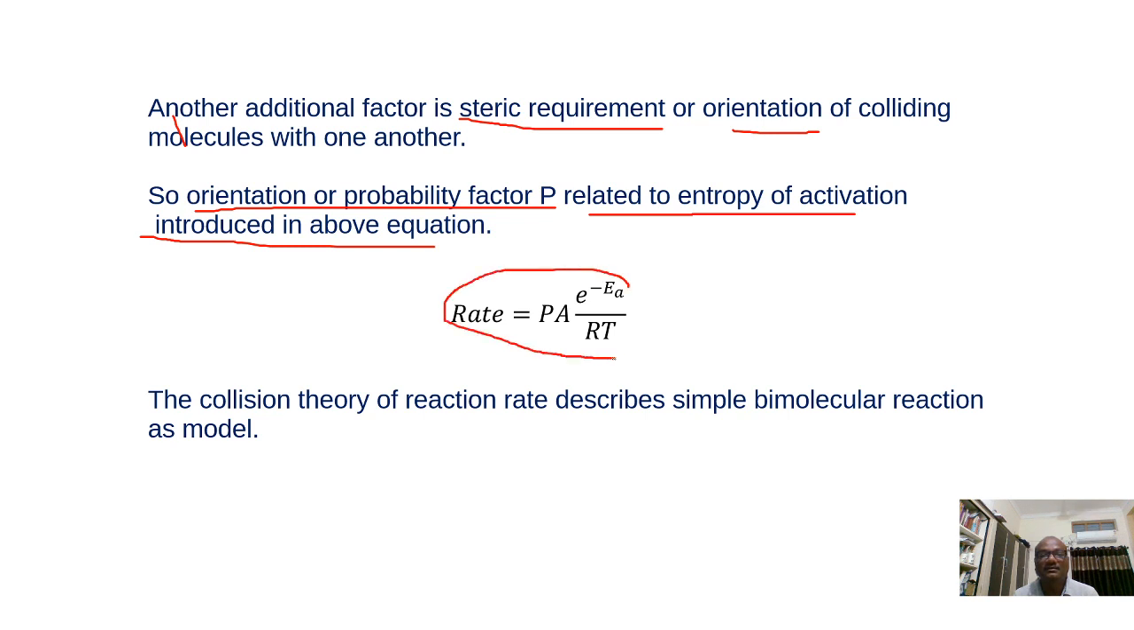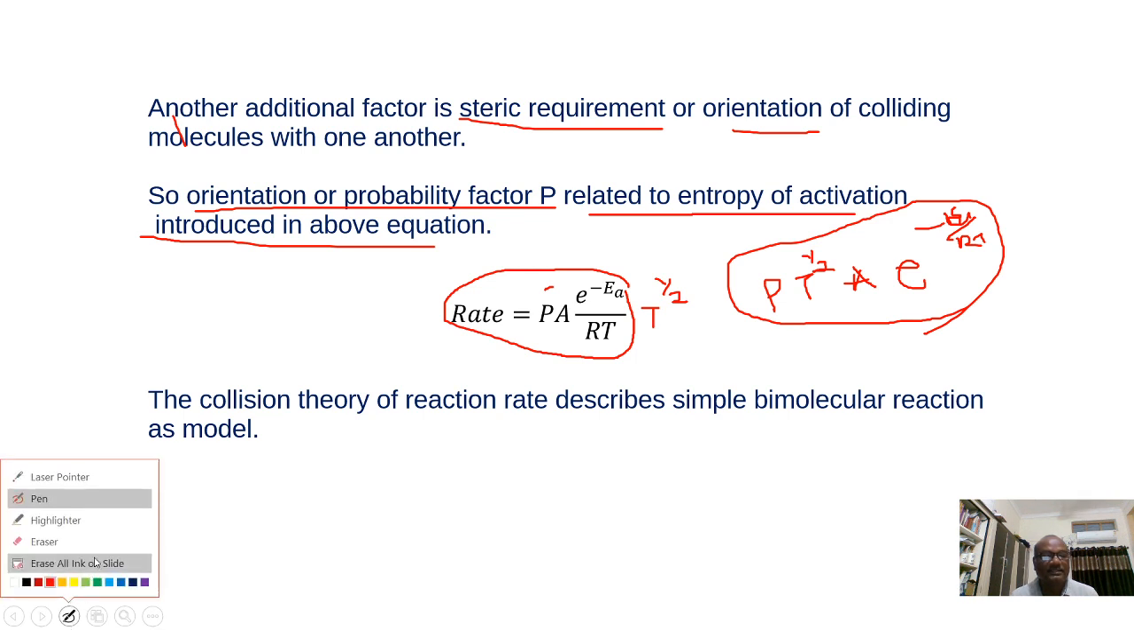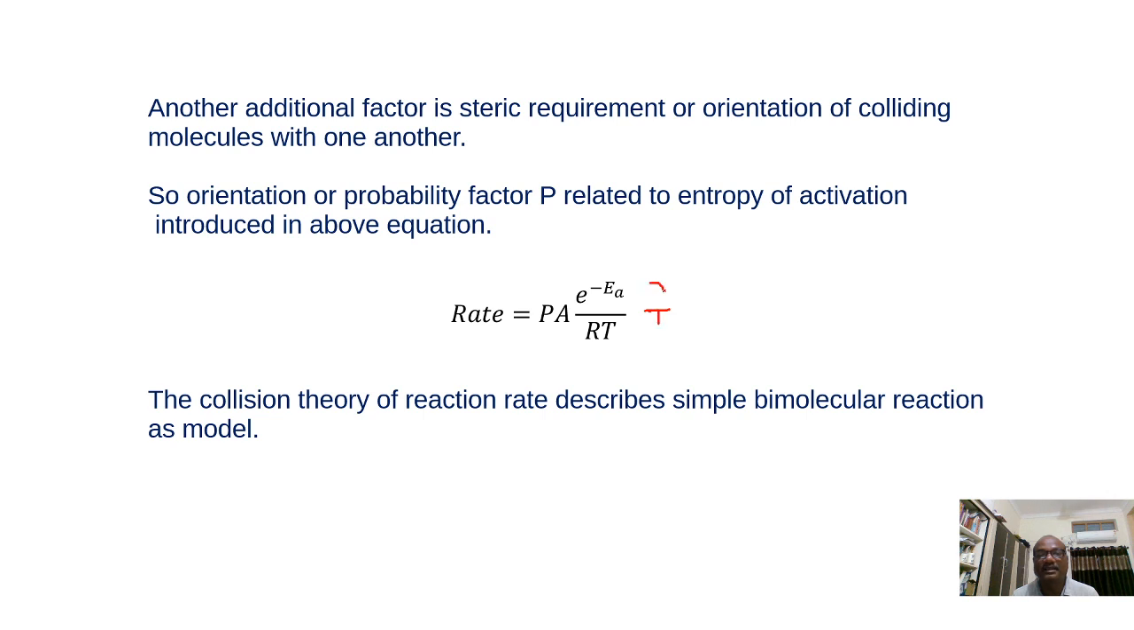This is somewhere spelled wrong. Here we have to write P into T^(1/2) into A into e^(−Ea/RT). This will be the final equation, isn't it? Okay, let me write this clearly. Here T power half should be included, and this e power minus Ea by RT is the power of small e. So k = P T^(1/2) A e^(−Ea/RT), where P is the probability factor or orientation factor. That should be introduced in this one.